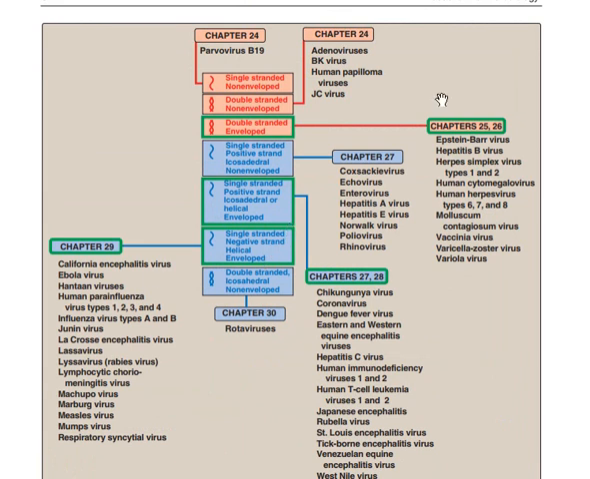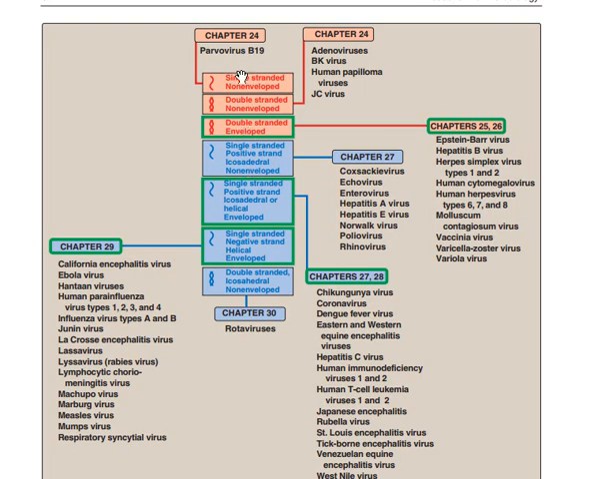For the viruses, these are the different classifications of viruses. You need to know the single-stranded non-enveloped viruses. An example is Parvovirus B19. Now we have the double-stranded non-enveloped viruses. It's the adenovirus, the BK virus, human papillomavirus, the JC virus. The double-stranded enveloped viruses: you have Epstein-Barr virus, hepatitis B, herpes simplex, human cytomegalovirus. You can visualize here.